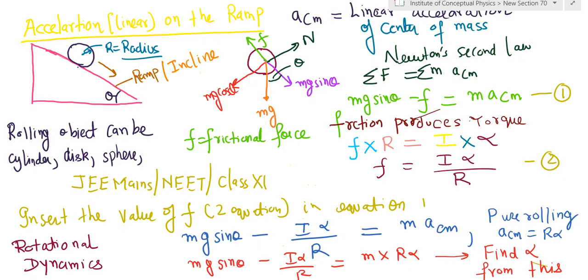Before you proceed towards alpha, you must remember that this is a case of pure rolling. The linear acceleration of the center of mass will be given by radius into alpha. So find alpha and then finally find a center of mass using the formula R alpha.